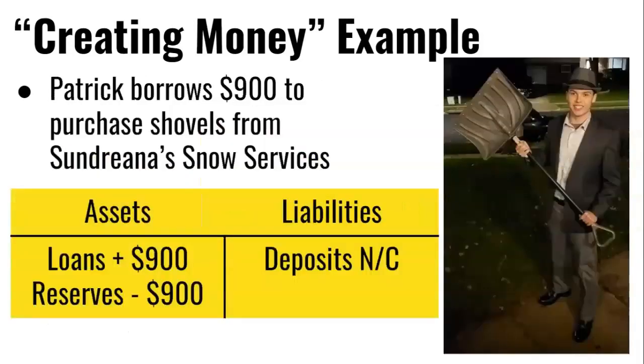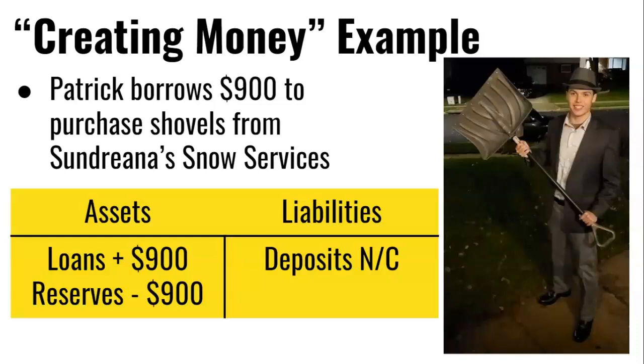We'll say Patrick wants to borrow $900 to purchase shovels from Sundriana's Snow Services. He's in a snow shoveling business and he needs to purchase capital. So when he comes and takes a $900 loan from Wells Fargo, the liabilities don't change. Wells Fargo still owes that $1,000 to Andrew who deposited it. But now it has new assets.